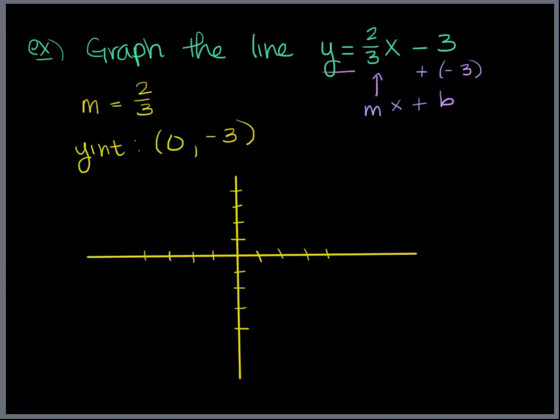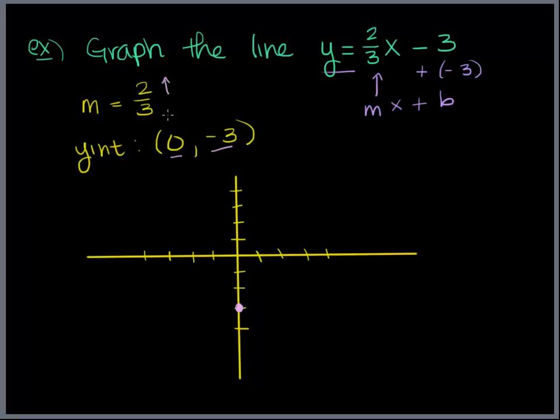Okay, so what I'm going to do first, I'm going to graph this point 0, negative 3. So remember that says 0 in the x direction and down 3 in the y direction. So I'm going to go ahead and graph that point. And then what does this m here tell me to do? That tells me to go up 2.